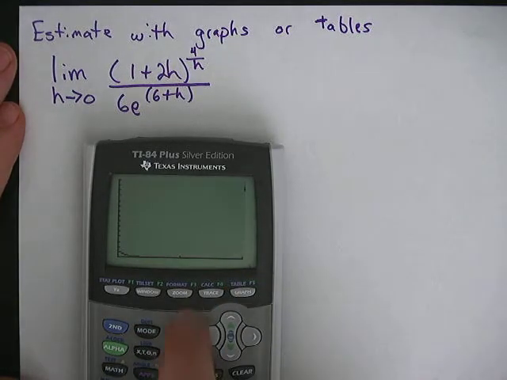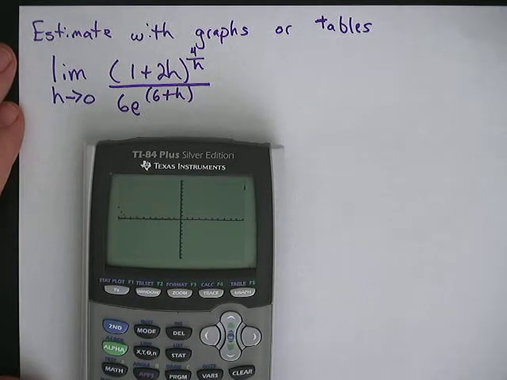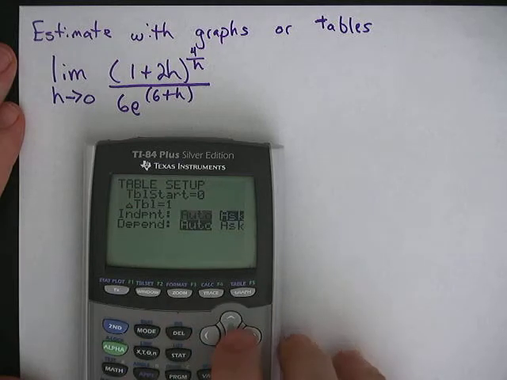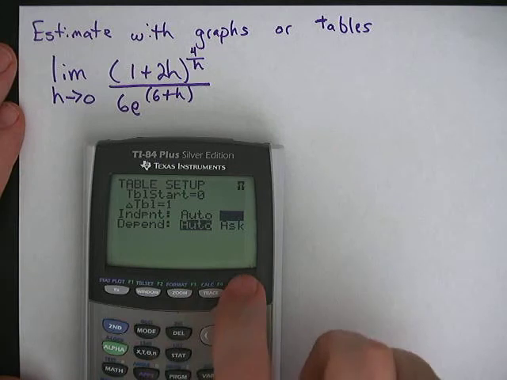Okay, so we could graph this. Let's go ahead and hit zoom 6 to go to a normal graph here. Okay, can't see much there. But we can use our table. So let's hit the window button, second window button. Make sure that the independent variable is on ask. And then hit second graph.